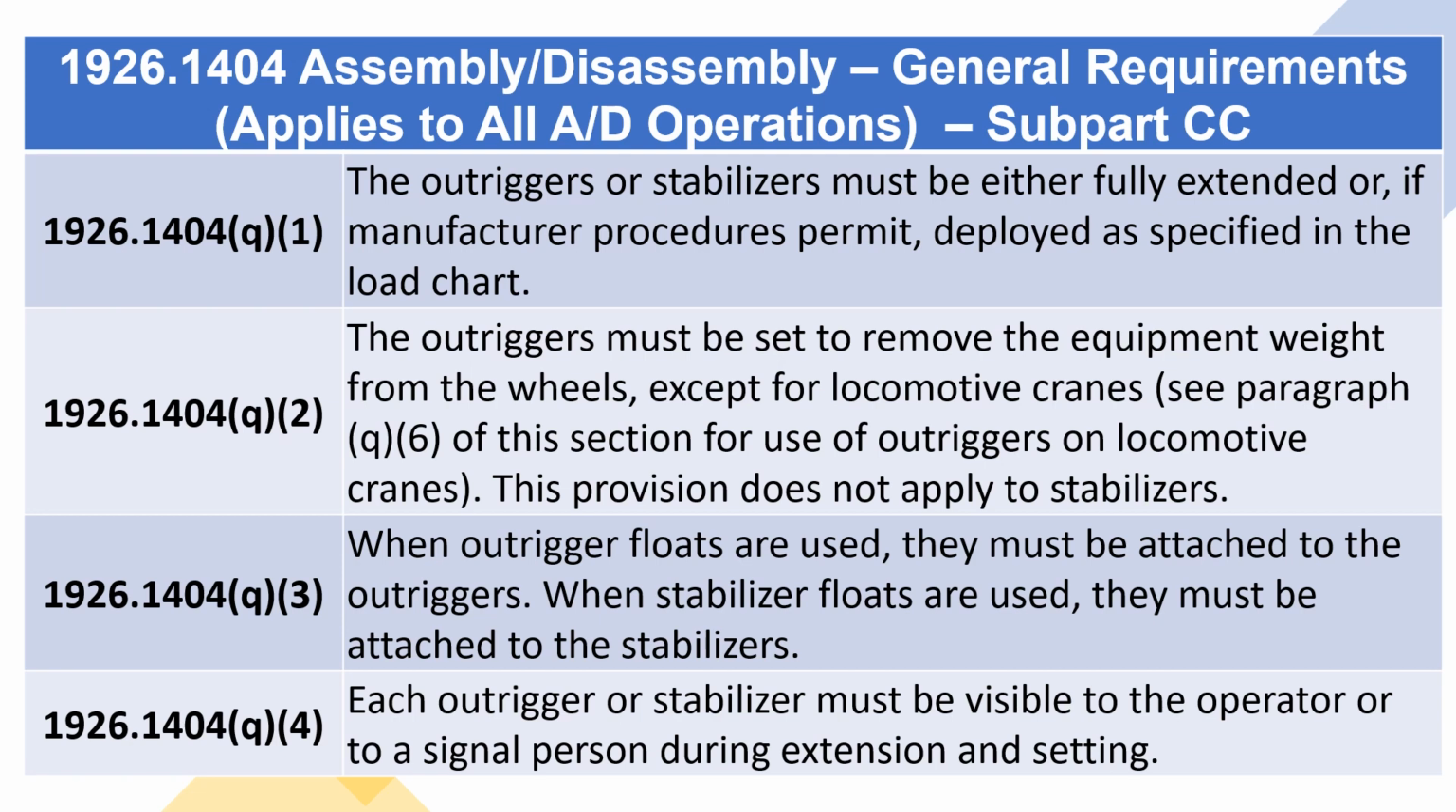1926.1404 Q1 through Q4. The outriggers or stabilizers must be either fully extended or, if manufacturer procedures permit, deployed as specified in the load chart. The outriggers must be set to remove the equipment weight from the wheels, except for locomotive cranes. See paragraph Q6 of this section for use of outriggers on locomotive cranes. This provision does not apply to stabilizers. When outrigger floats are used, they must be attached to the outriggers. When stabilizer floats are used, they must be attached to the stabilizers. Each outrigger or stabilizer must be visible to the operator or to a signal person during extension and setting.